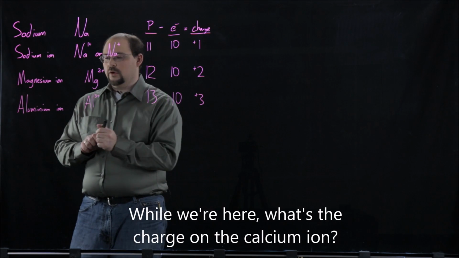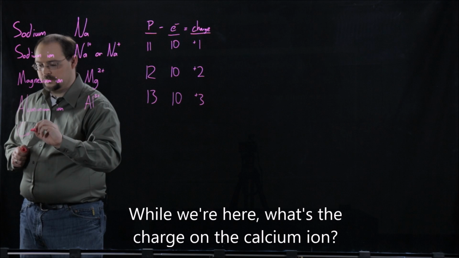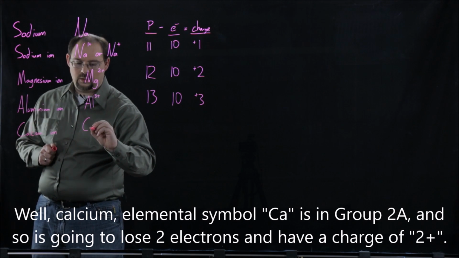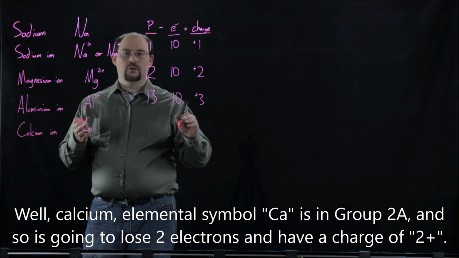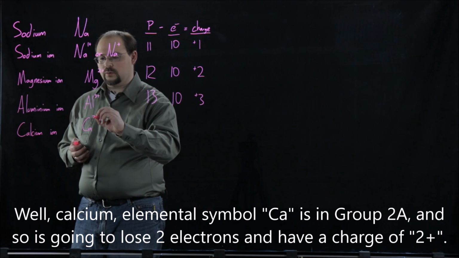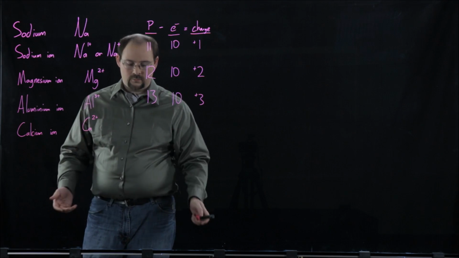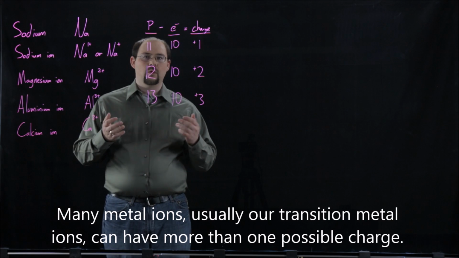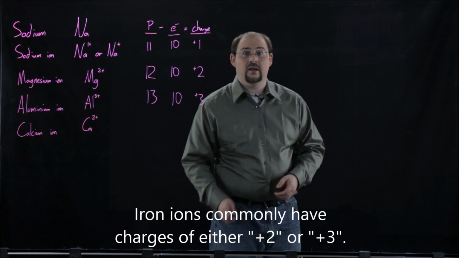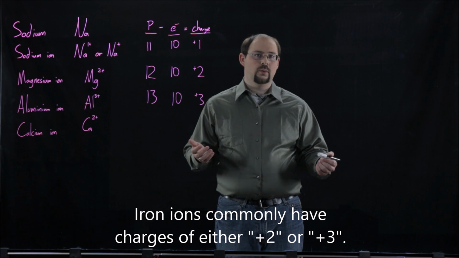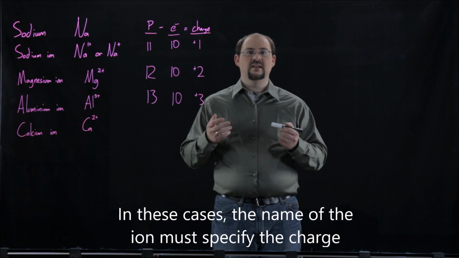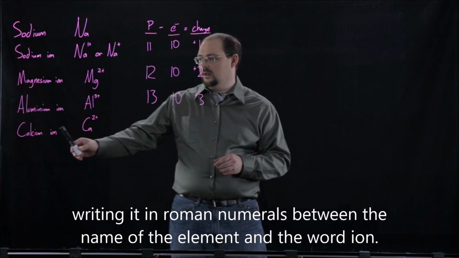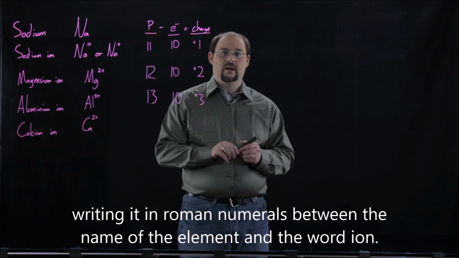While we're here, what's the charge on the calcium ion? Well, calcium, elemental symbol Ca, is in group 2A, so it's going to lose 2 electrons and have a charge of 2+. Many metal ions, usually our transition metal ions, can actually have more than one possible charge. Iron ions commonly have charges of either +2 or +3. In these cases, the name of the ion must specify the charge, writing it in Roman numerals between the name of the element and the word ion.